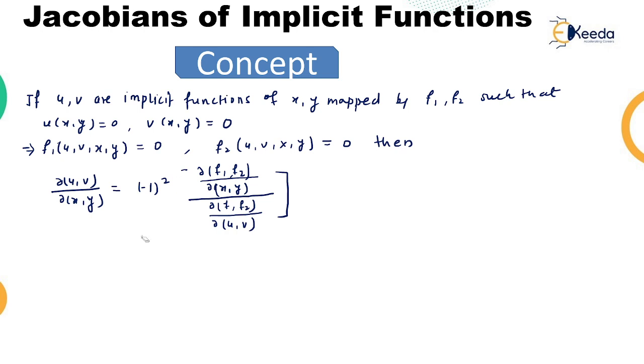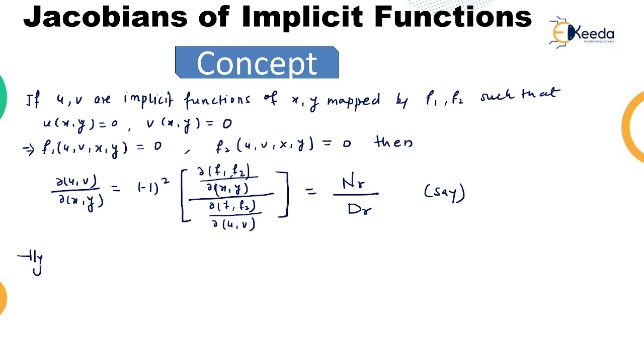If u and v are implicit functions of x and y, then you have to write the formula this way. So ∂(u,v)/∂(x,y) can be written in this way. We call it numerator upon denominator, for simplification you have to understand it. So these are for only two functions.